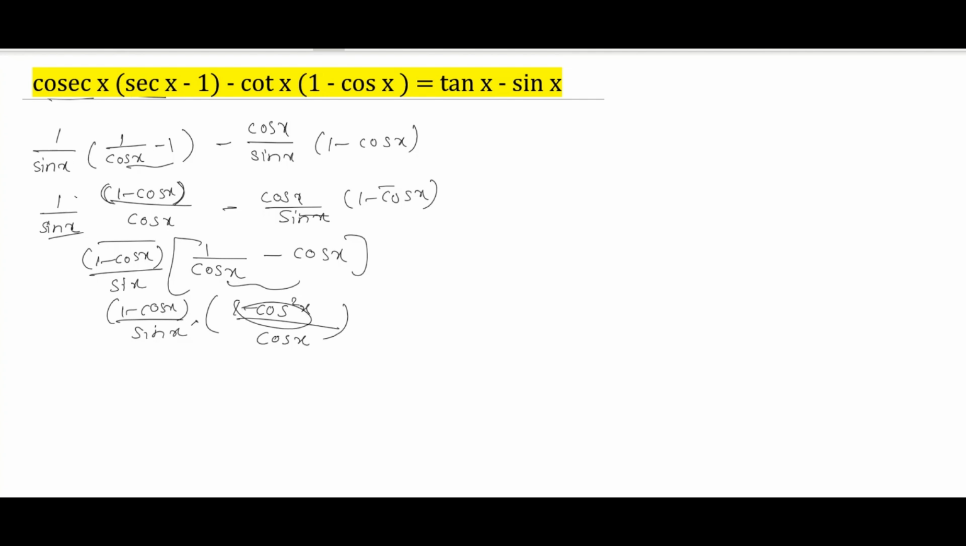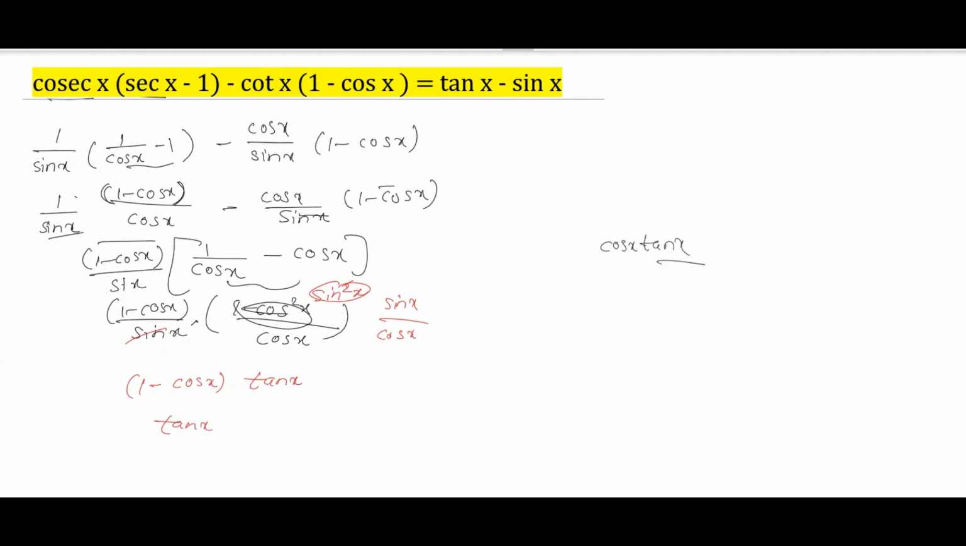So when we substitute this with sin square x, in this place we will have sin square x. Then we can cancel this sin x and one of these sin x. So we will have the sin x remaining. Sin x upon cos x is nothing but tan x. So this is like (1 minus cos x) into tan x. Now 1 into tan x is tan x, and in this simplification we have cos x into tan x.